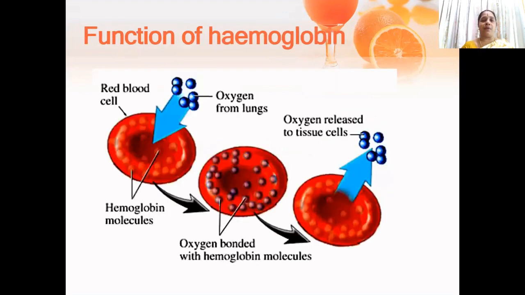The primary function of hemoglobin is to carry oxygen from the lungs to the tissues. When the lung receives oxygen, it enters the blood. In the blood, oxygen combines with hemoglobin to form oxyhemoglobin. Oxyhemoglobin is carried by the blood, and when it reaches the tissues and the cells, it releases oxygen. So this is the primary function of hemoglobin. The oxygen that is carried in the blood is primarily due to hemoglobin.